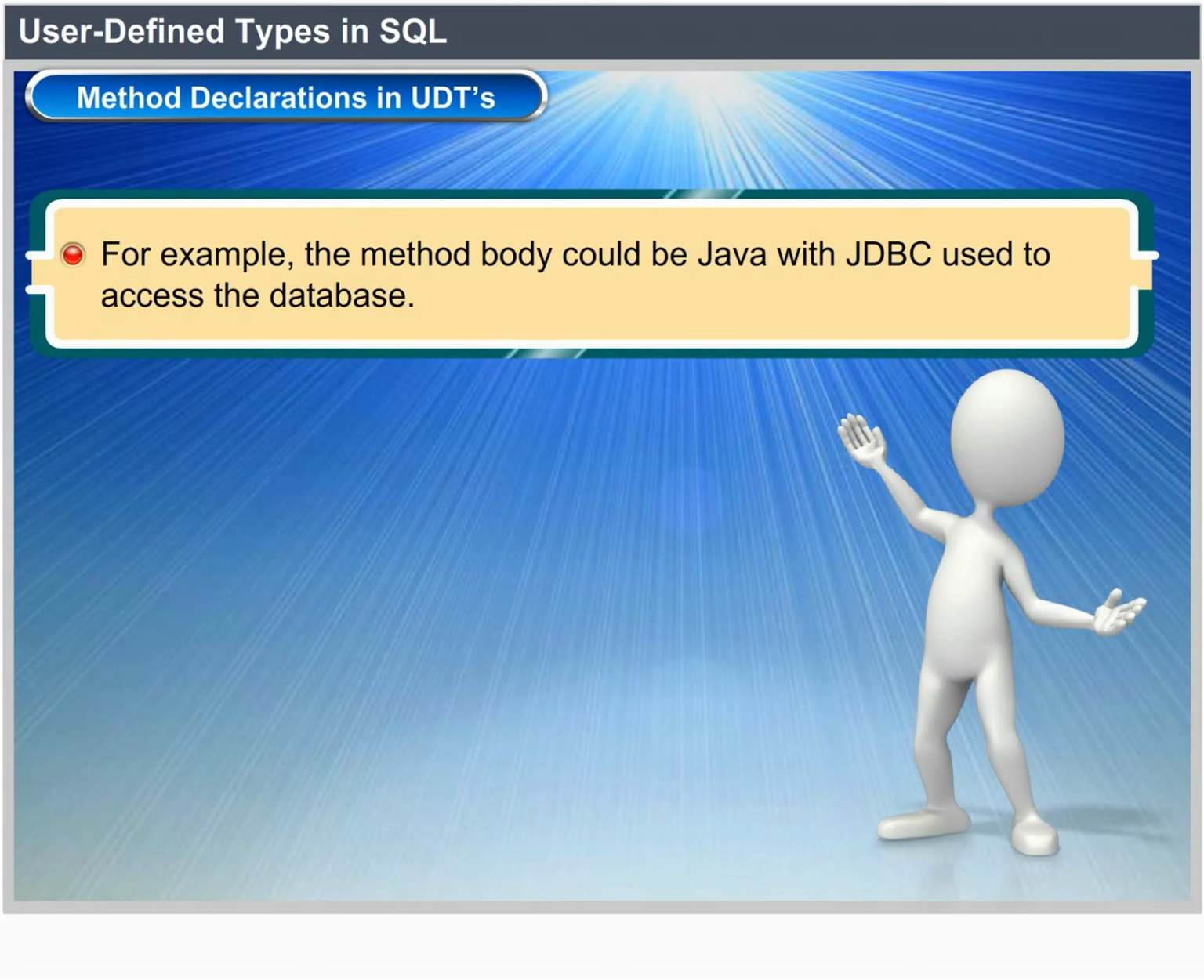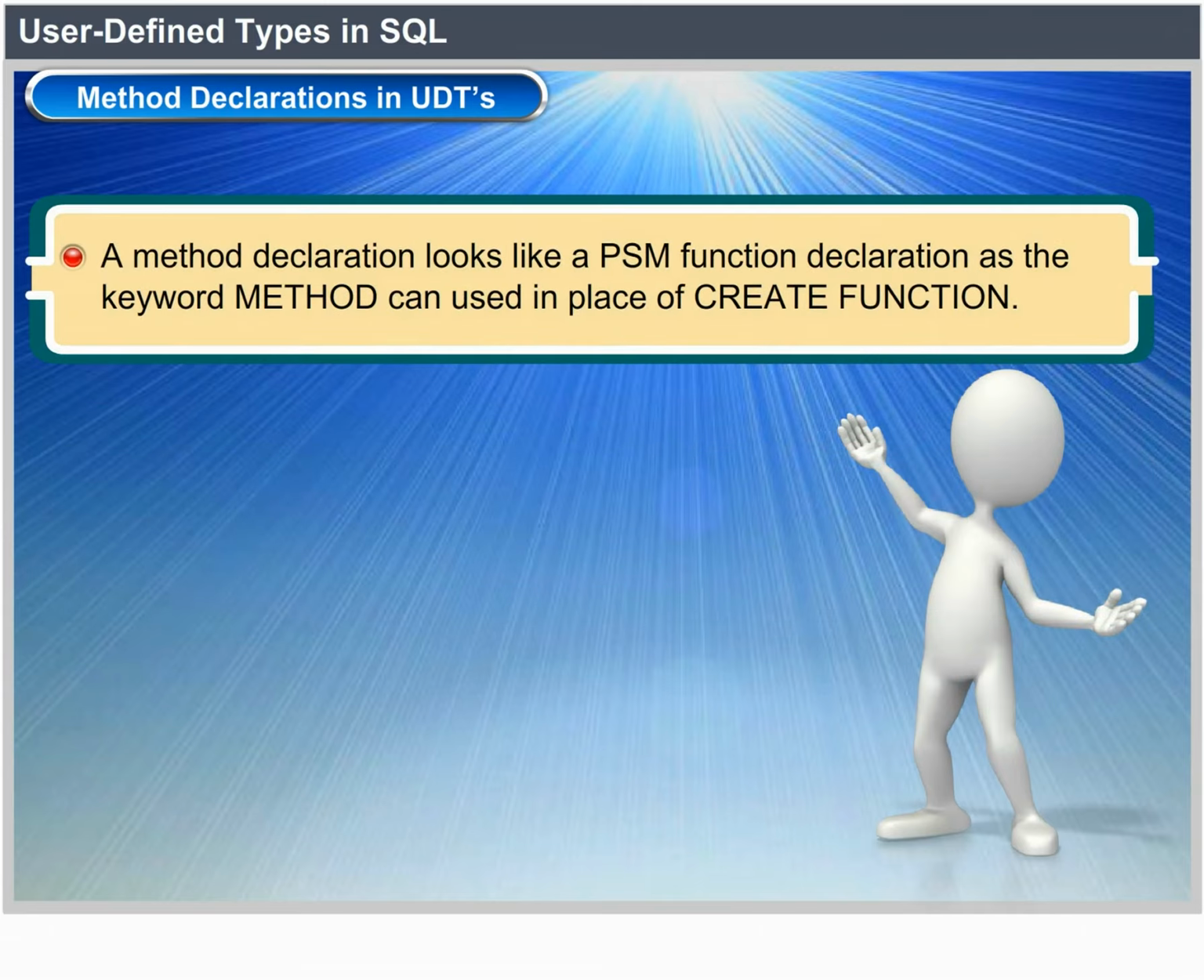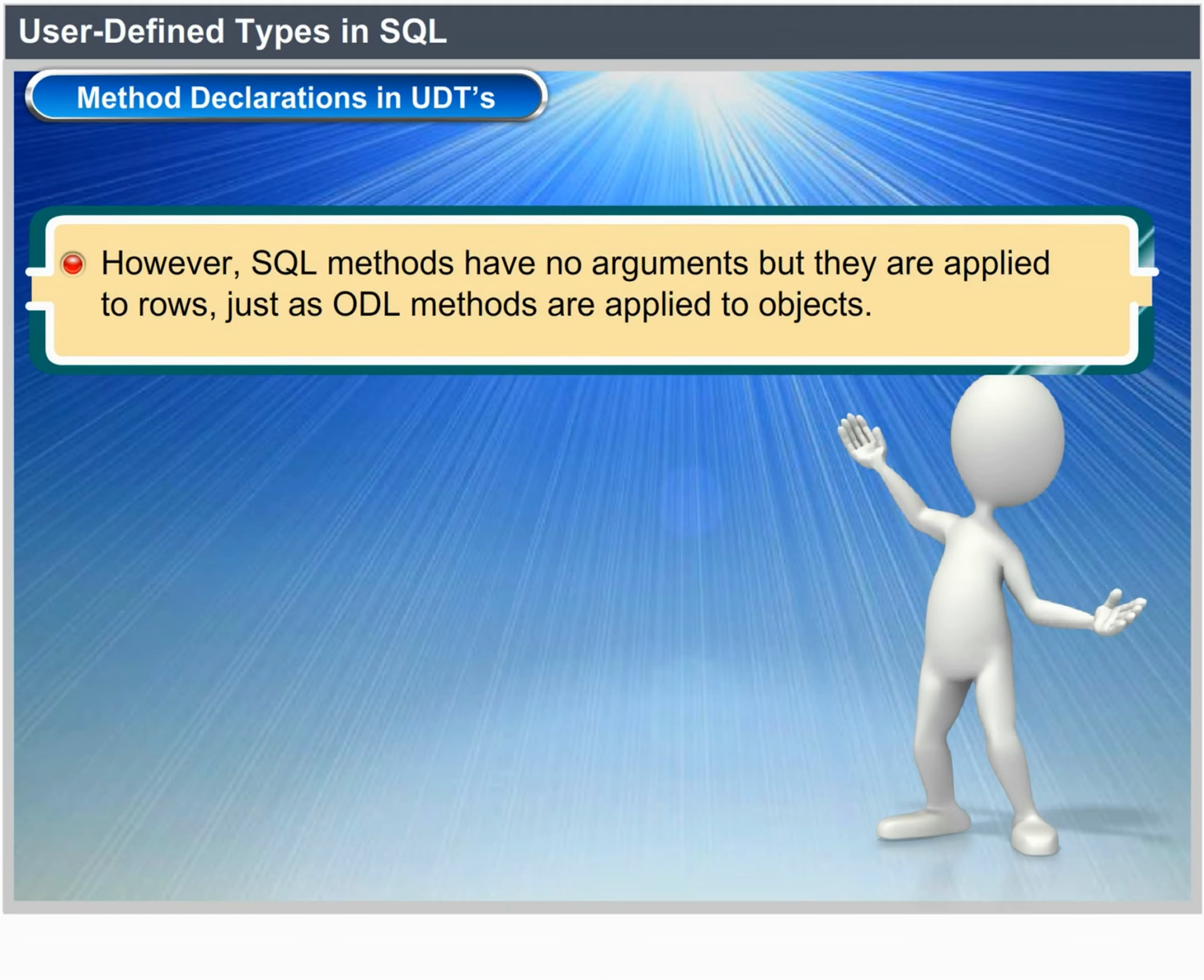A method declaration looks like a PSM function declaration with the keyword method replacing create function. However, SQL methods typically have no arguments. They are applied to rows just as ODL methods are applied to objects. In the definition of the method, SELF refers to this tuple if necessary.